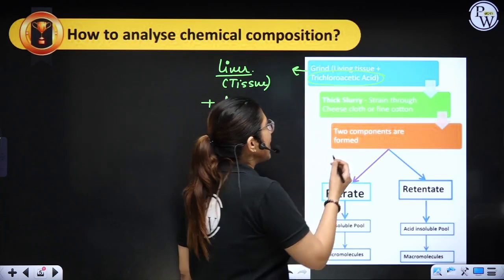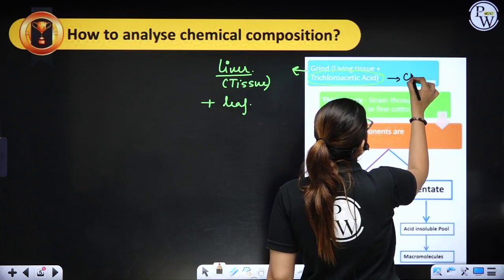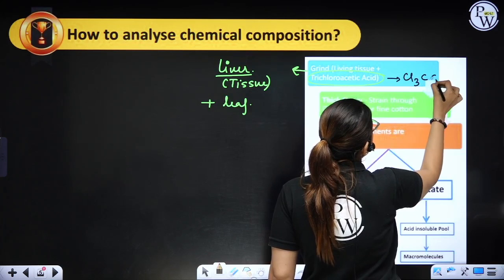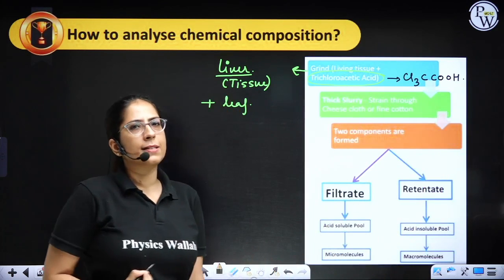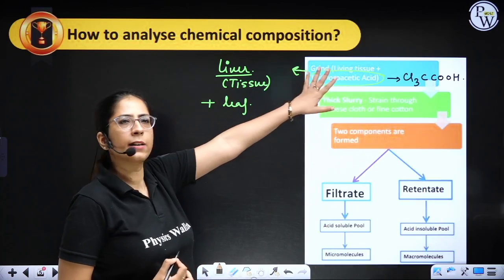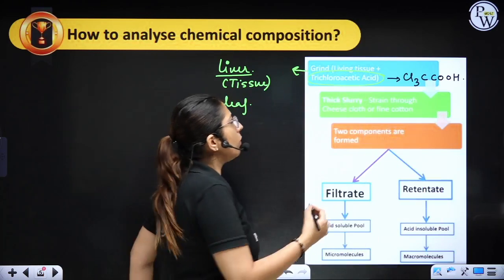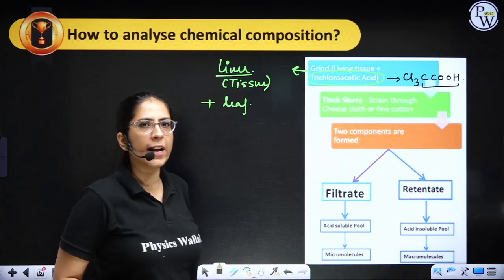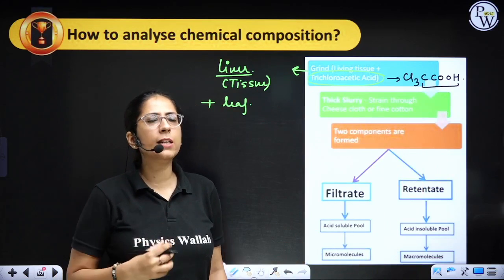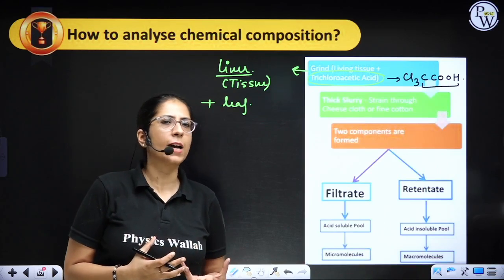So what is this trichloroacetic acid? That is Cl3CCOOH, trichloroacetic acid. Clear? Here you all know this is an acetic acid, and acetic acid is combined with 3 chlorine atoms. That is the reason it is named trichloroacetic acid.